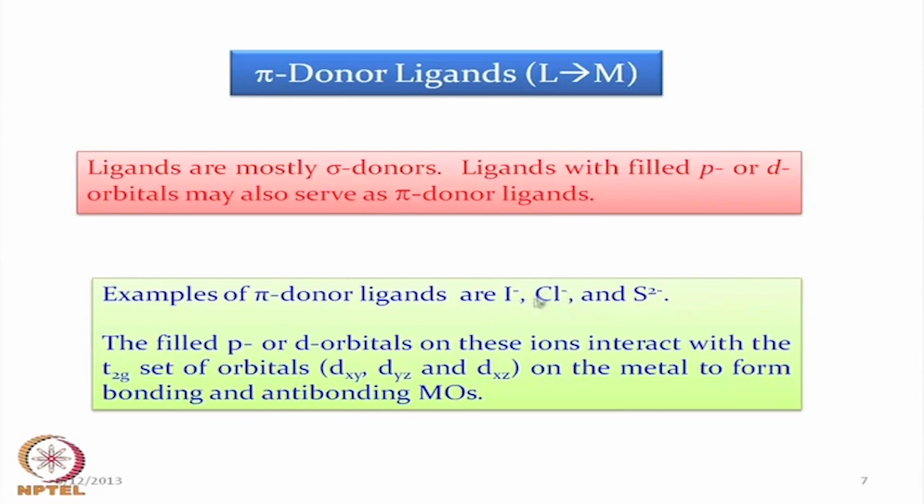So, these are bigger atoms. They all have the d type orbitals with filled electron density, and that filled electron density from the d level as well as some of these p levels is utilized as pi donation to the metal center. So, they interact basically with the T2g set of orbitals on the metal to form bonding and antibonding molecular orbitals. So, we will allow these p and d orbitals from the ligand side to interact only with the T2g set of orbitals.